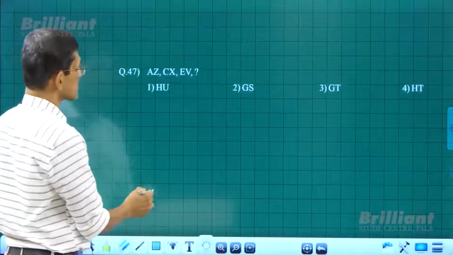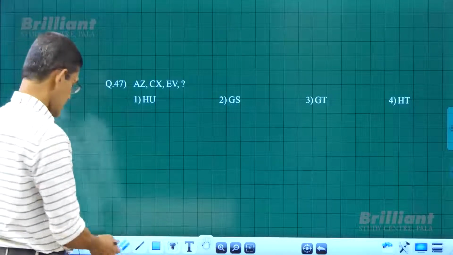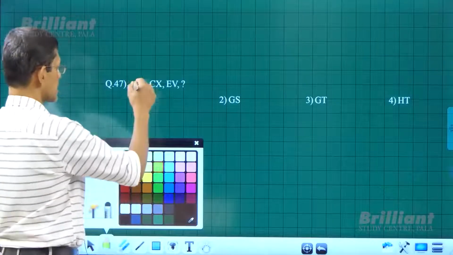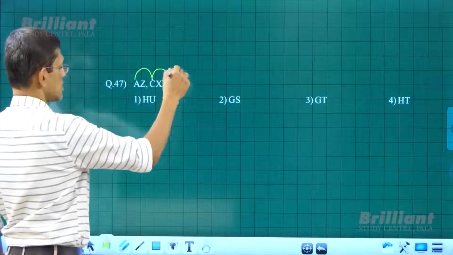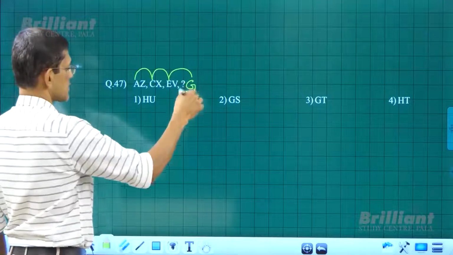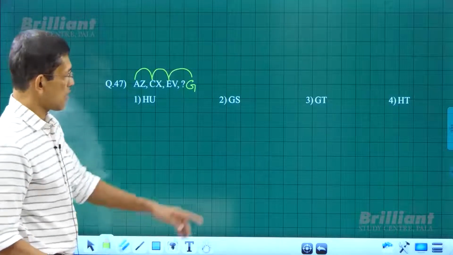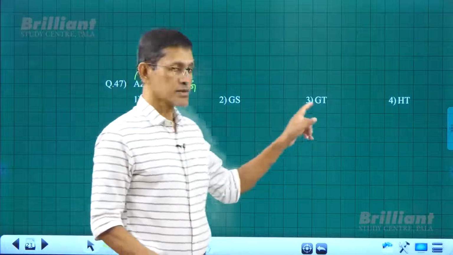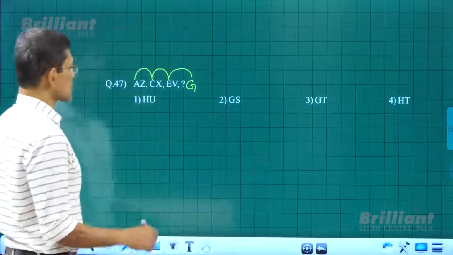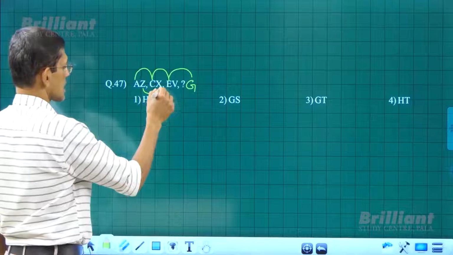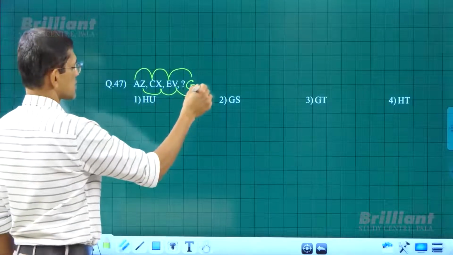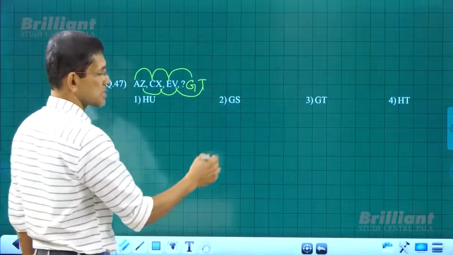47. ASECXEV. Seems like a straightforward question. A plus 2 is C. C plus 2 is E. E plus 2 is G. So the first letter of the answer is G. Well, we have two answer choices starting from G. So you have to look at the second letter. Z minus 2 is X. X minus 2 is V. V minus 2 is T. So GT would be the answer. GT.